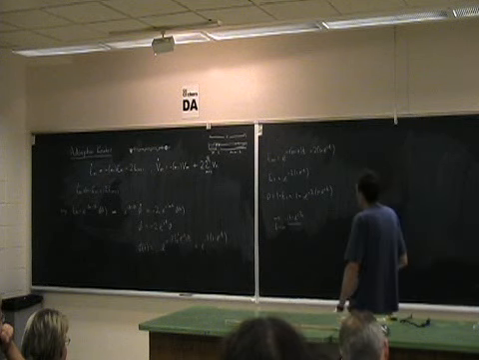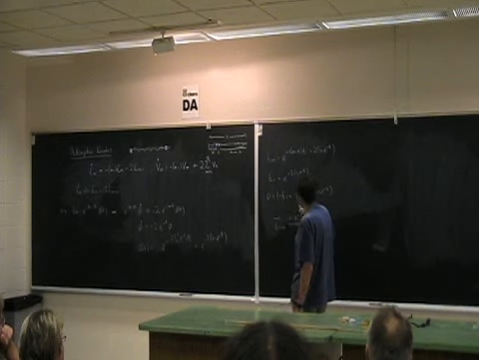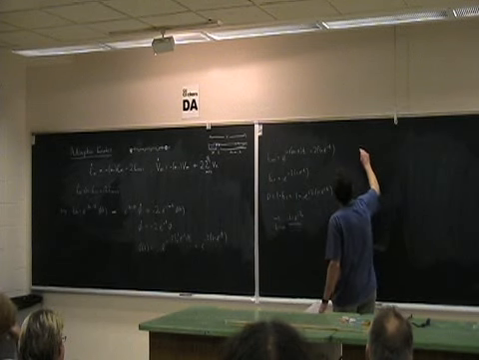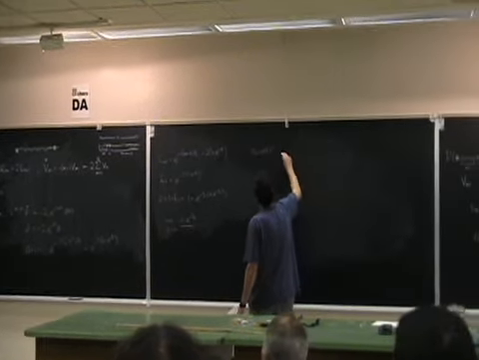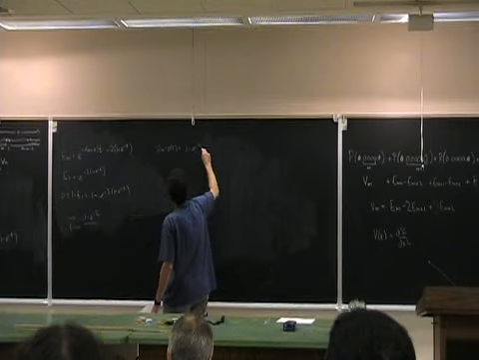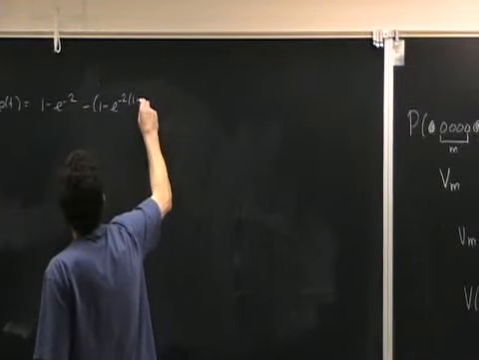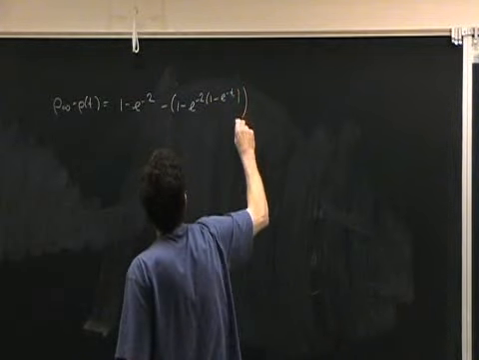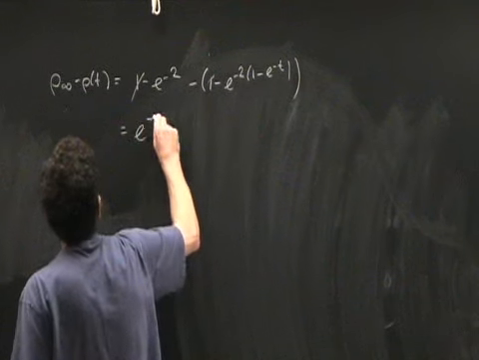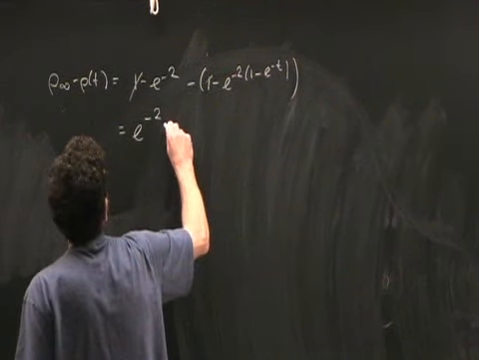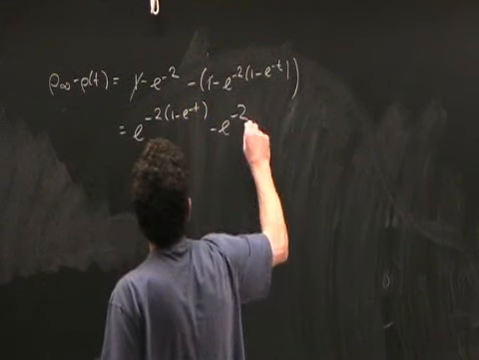Okay. One other thing to point out is that you might ask, how quickly is this limit approached? So let's look at rho infinity minus rho of t. That's equal to 1 minus e to the minus 2 minus 1 plus e to the minus 2(1 minus e to the minus t). The 1's cancel, and so I have e to the minus 2(1 minus e to the minus t) minus e to the minus 2.